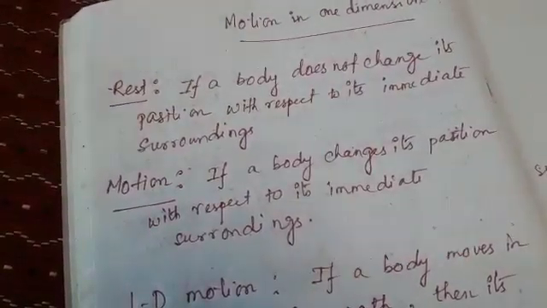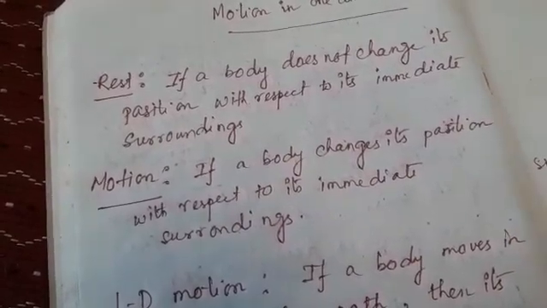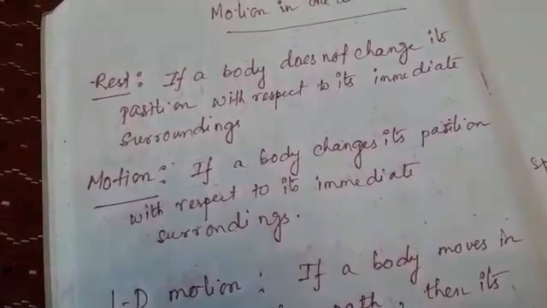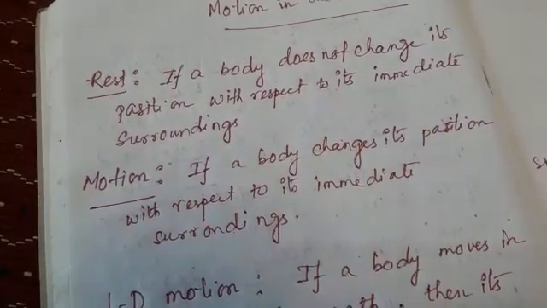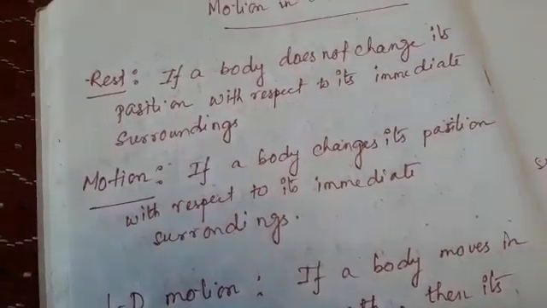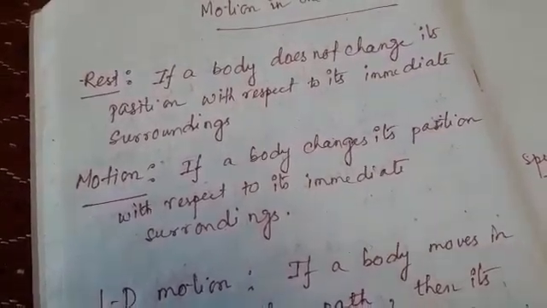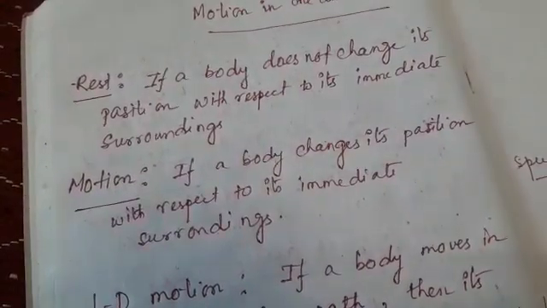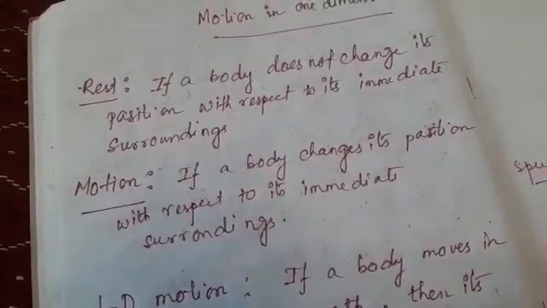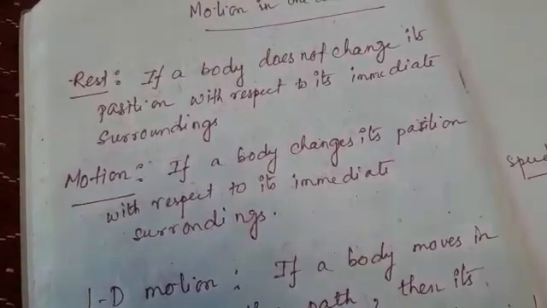Whereas if the body changes its position with respect to its immediate surrounding, then it is said to be in motion. So rest and motion are defined on the basis of a reference point, and if the object changes its position with respect to the reference point, then it is in motion, and if not, then it is in state of rest.